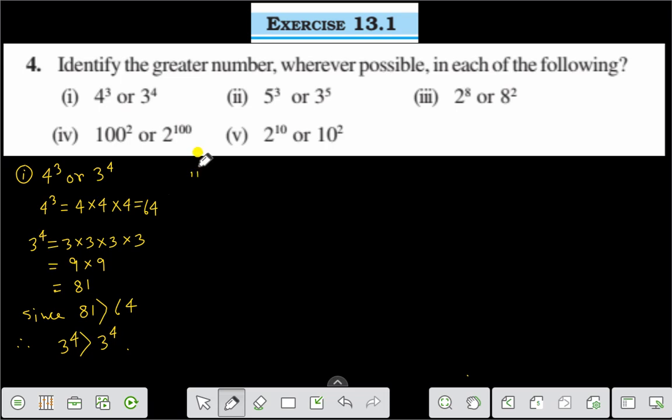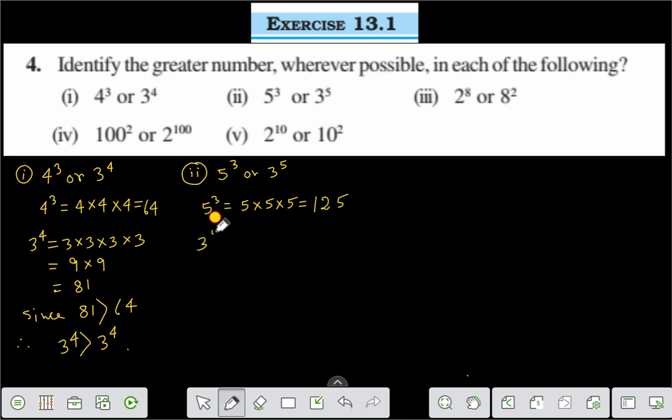Question number 2 is 5 to the power 3 or 3 to the power 5. Here you can write 5 to the power 3 as 5 into 5 into 5. 5 fives are 25, and 25 into 5 is 125.